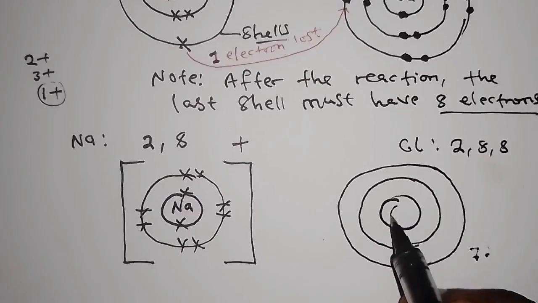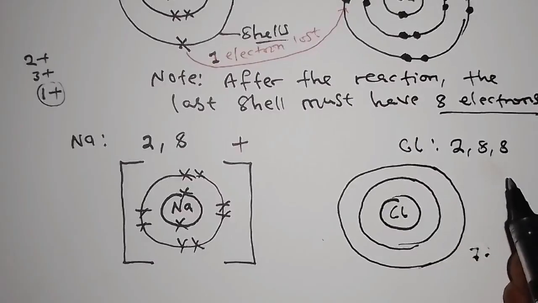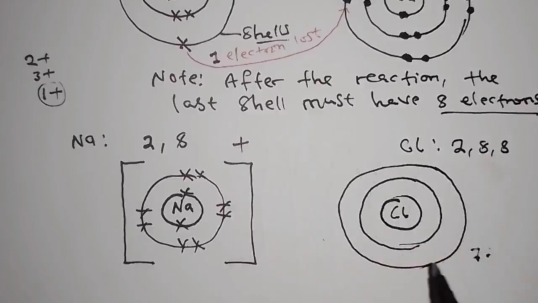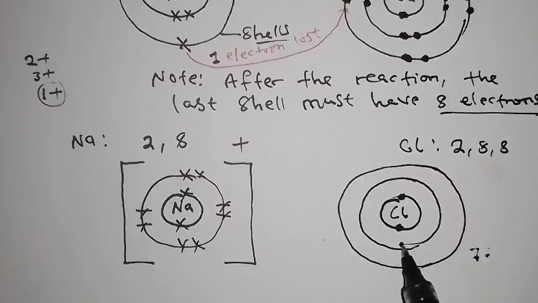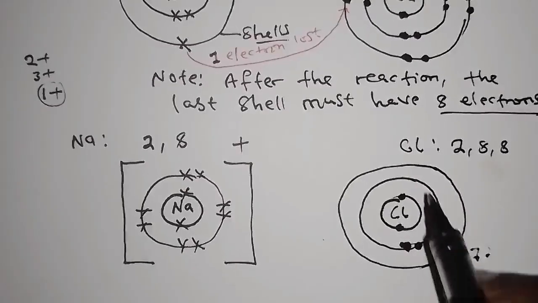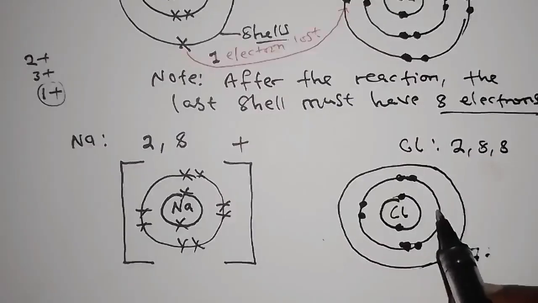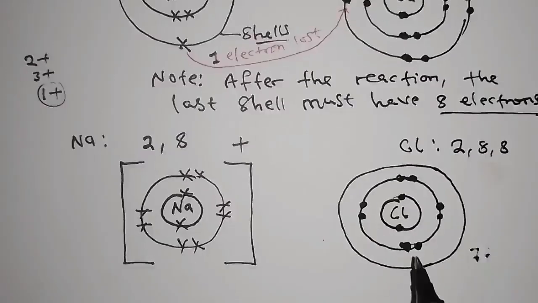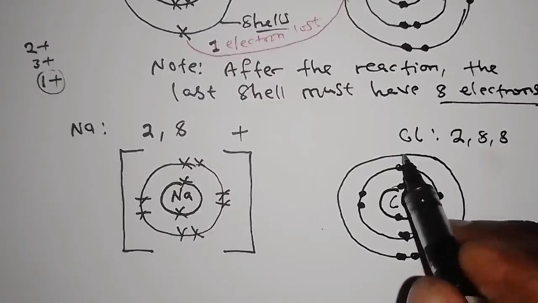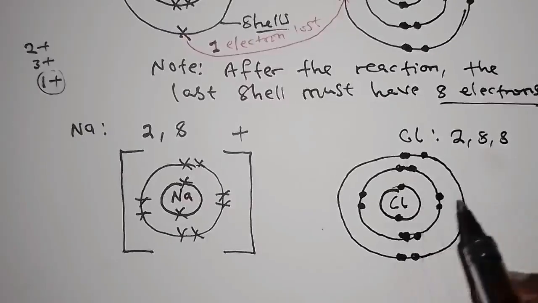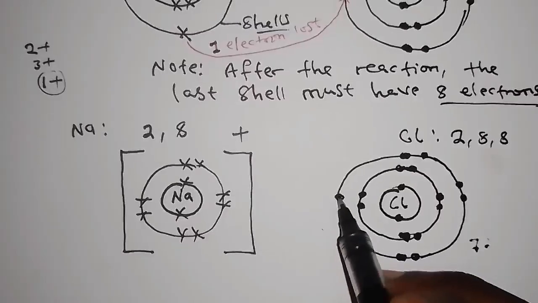Okay, so at the middle is chlorine, and we have 2, 8, 8. Remember that the last 8 has gained 1 electron from the sodium. The second shell is 8. So pairs of 2, pairs of 2, pairs of 2, and then the last one is pairs of 2, pairs of 2, pairs of 2, 2, and then now pairs of 2.